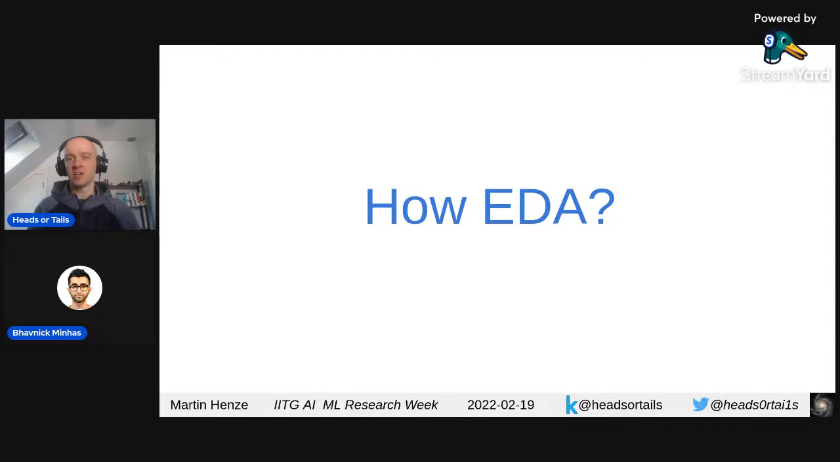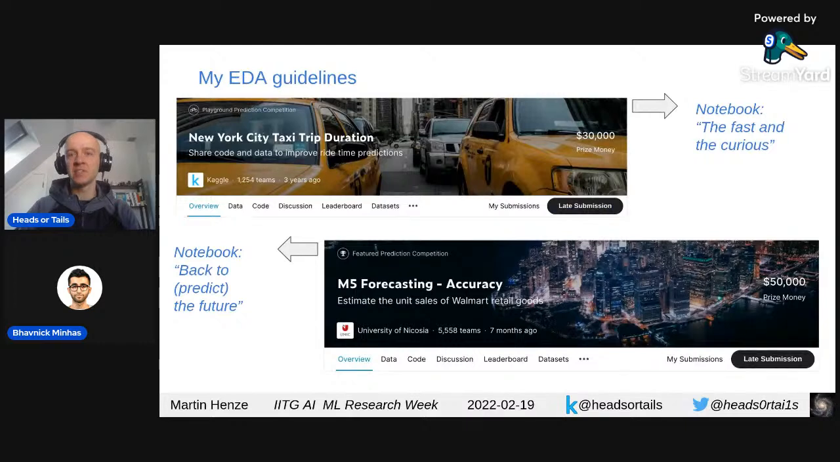So we talked about why we're doing EDA. Now let's talk about how we should do it. And this is very subjective advice that you're getting from me. Those are my EDA guidelines that I've been using on Kaggle, that I've been using throughout my work.